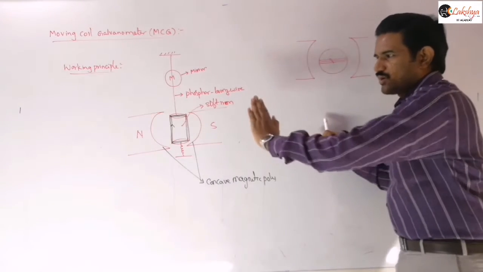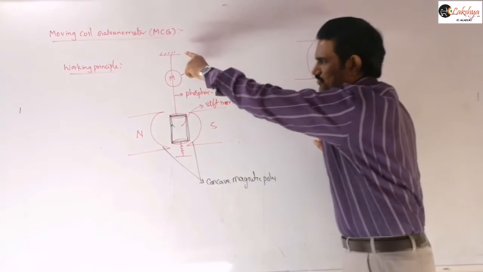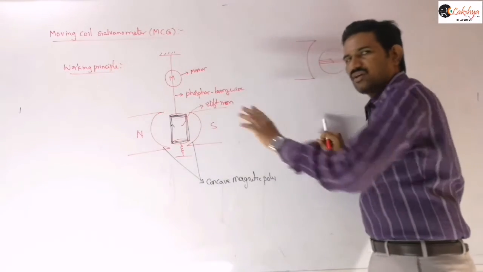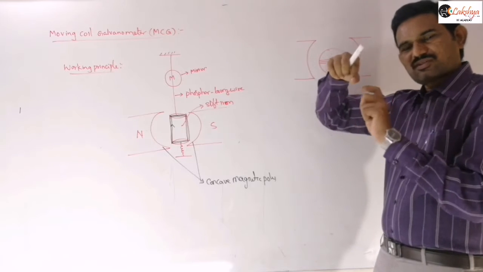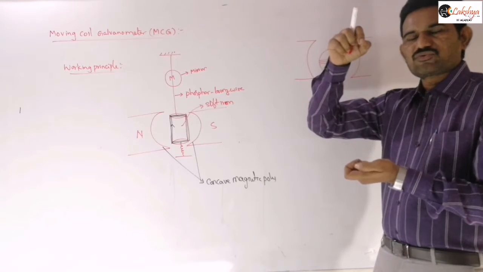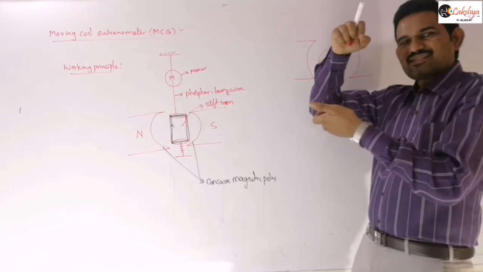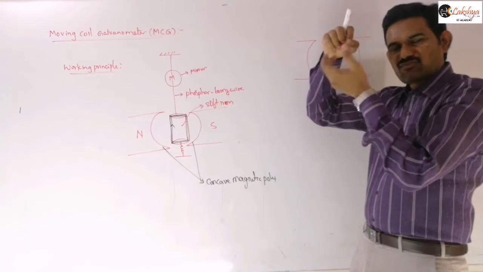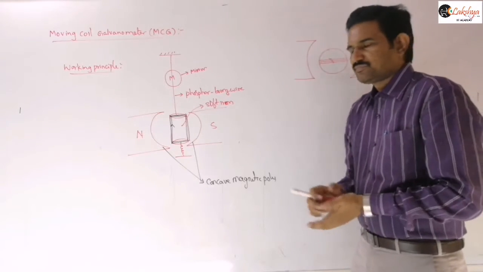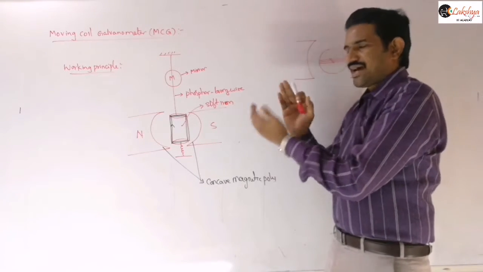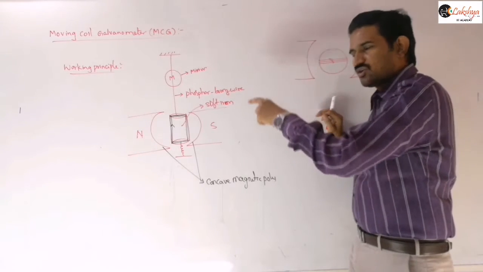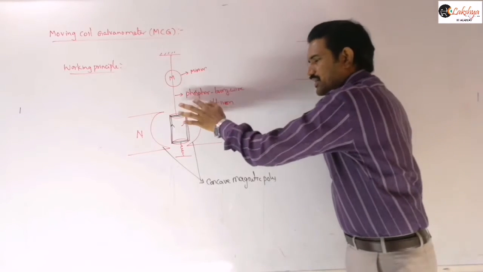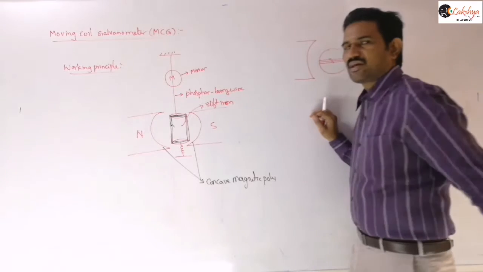When this coil is turning, there will be some twist produced in this suspending wire. When an object is suspended by a wire and you rotate this object, automatically some twist will be produced in this wire. Now this coil will turn until the restoring torque developed in this wire is balanced by the magnetic torque acting on this coil.